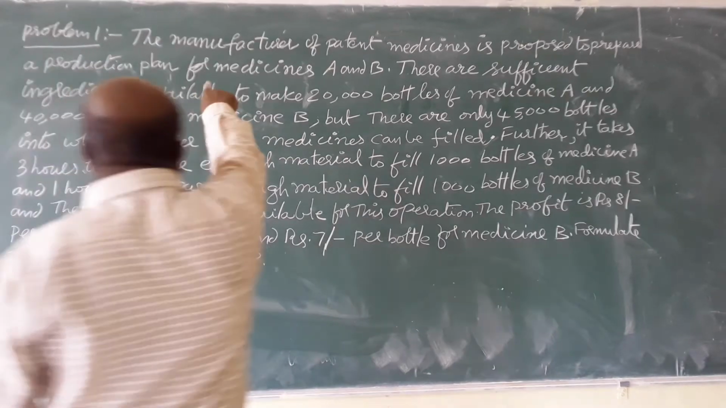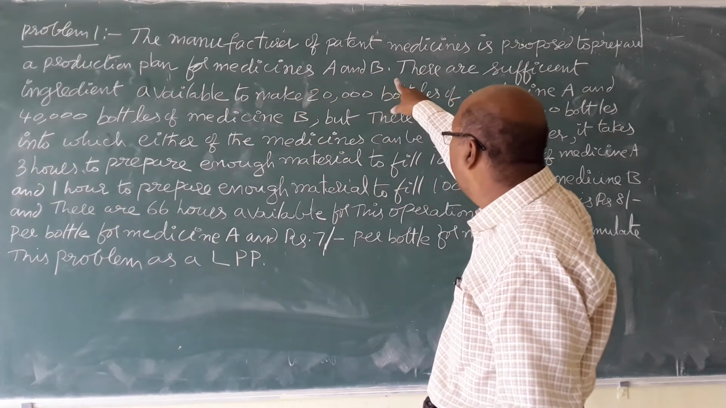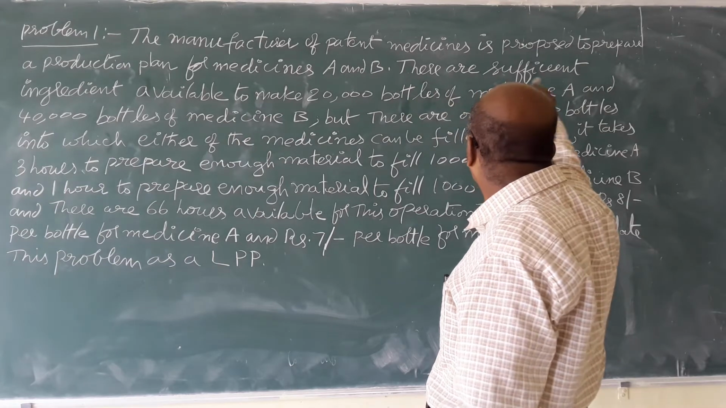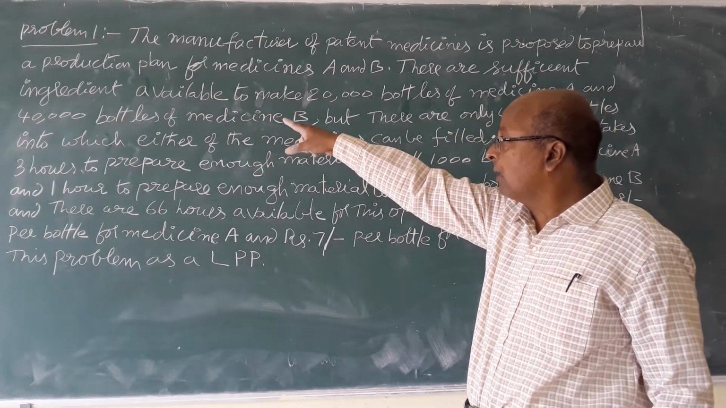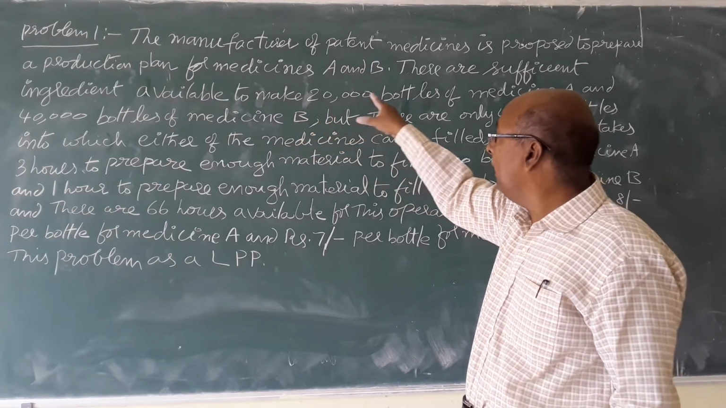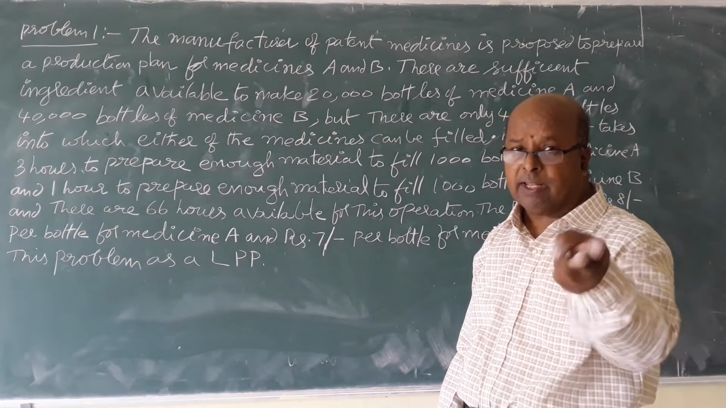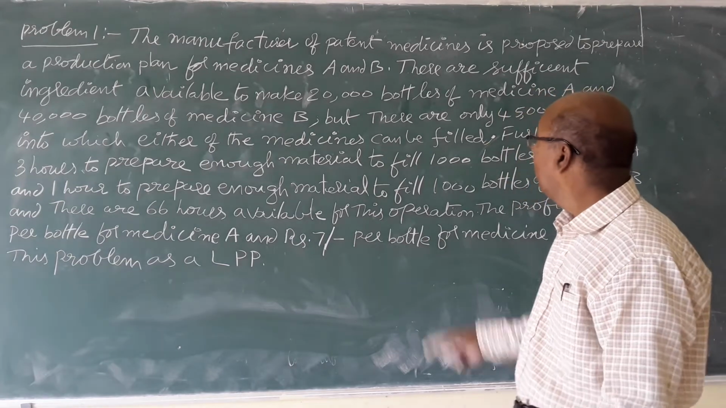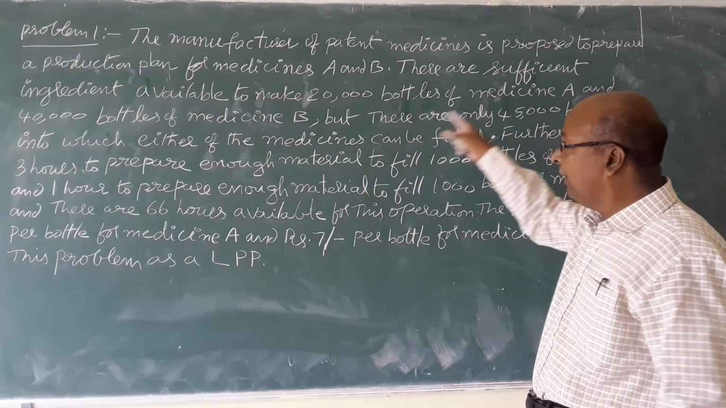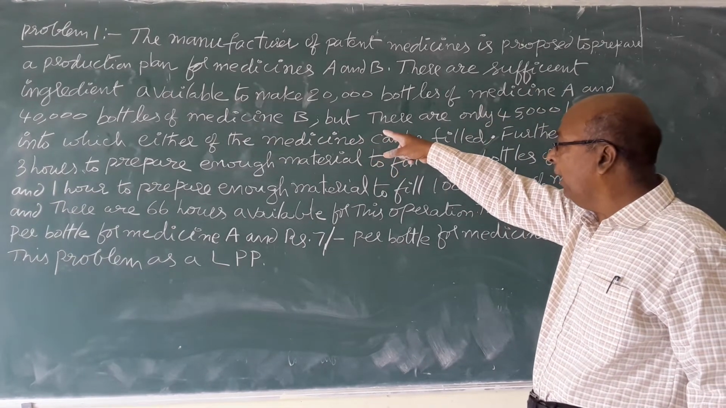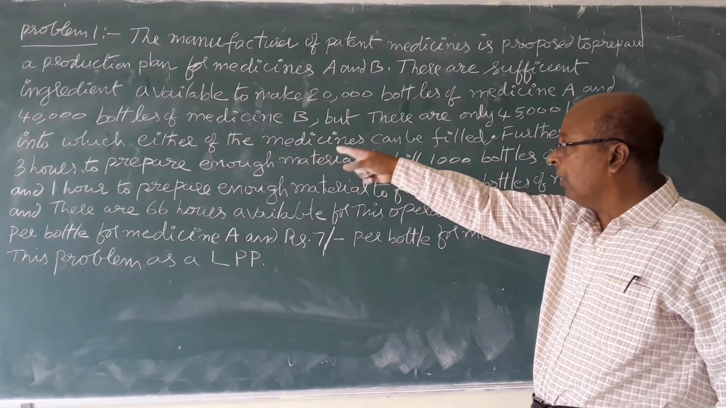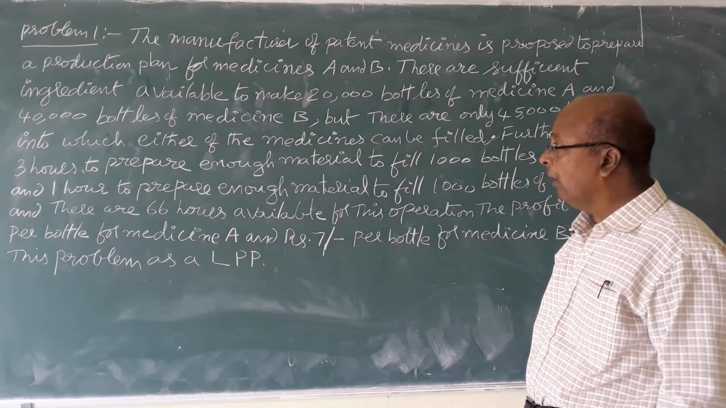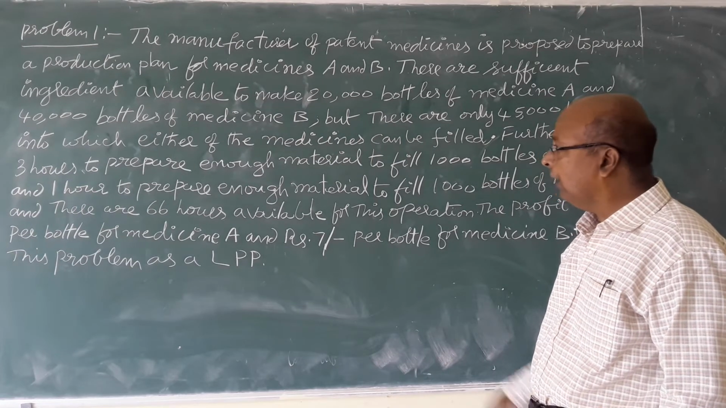Problem 1. The manufacturer of patent medicines is proposing to prepare a production plan for medicines A and B. Two medicines are there, A and B. There are sufficient ingredients available to make 20,000 bottles of medicine A and 40,000 bottles of medicine B. Ingredients available.